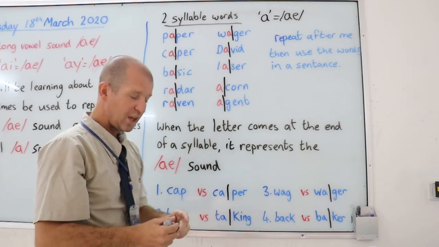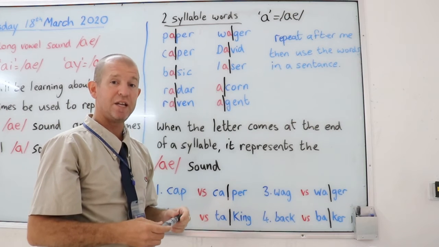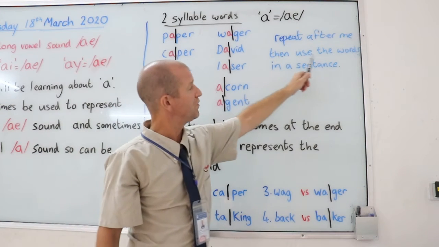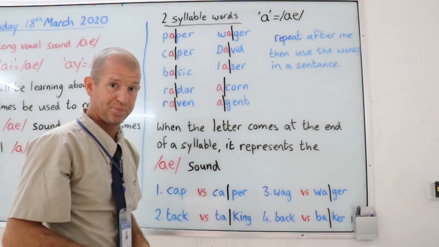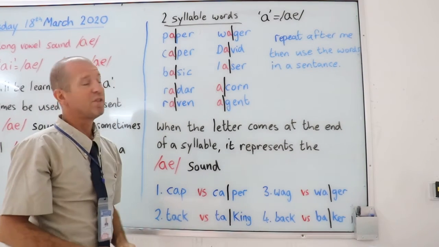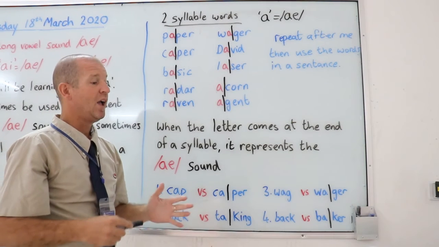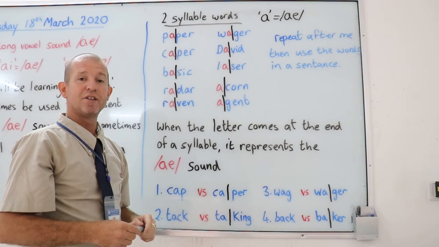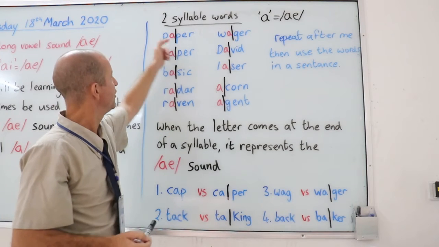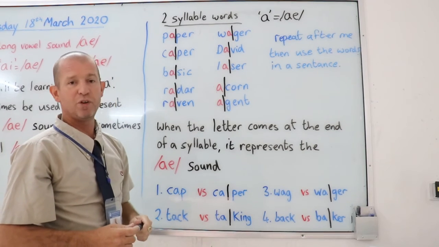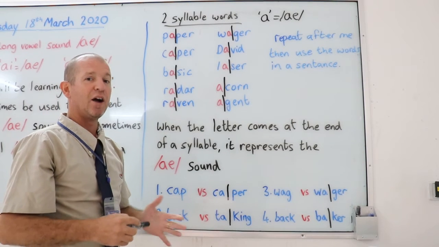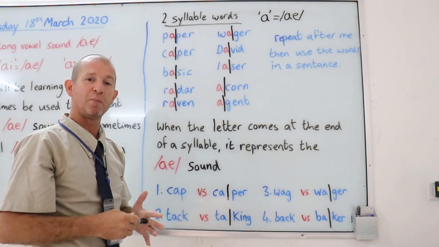Okay, good. Now you can practice those words to yourself as many times as you'd like, and then I'd like you to use the words in a sentence. So I will start you off with the word paper. I need some paper to do my work on today. That's a sentence that I'll use for paper. I'll give you one more. I'll use the word caper. I really like to have capers on my pizza.